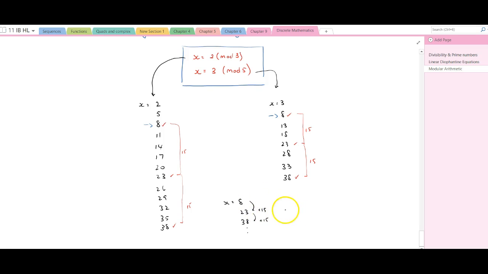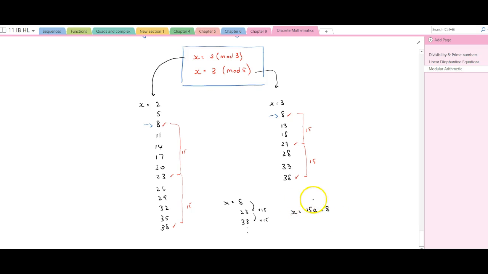So if I want to represent this in a linear way, I would say my solutions are equal to 15a, but I need to represent that first value of 8, don't I? So 15a plus 8, would that be right? So that means that when a is 0, I've got 8. When a is 1, I've got 23. When a is 2, I've got 38. That seems to be right.